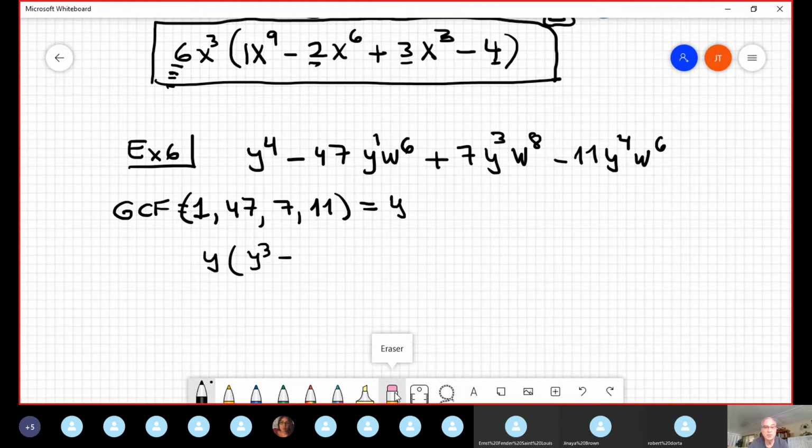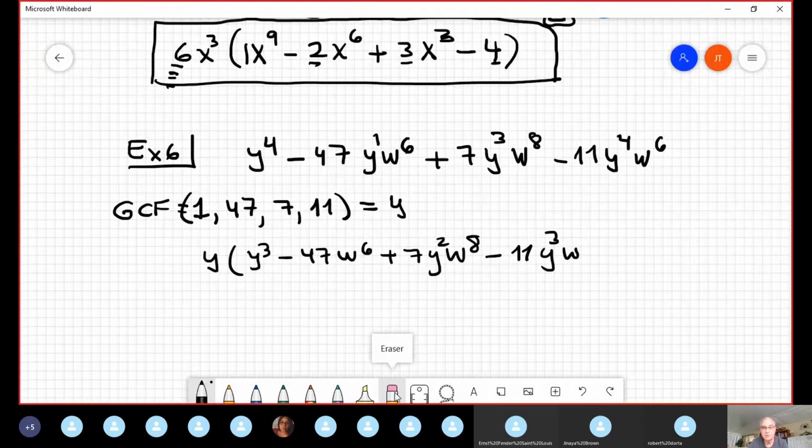Y cubed w^6 times 47, because this Y goes outside, plus 7 y squared w^8, minus 11 y cubed w^6. And it's the answer.